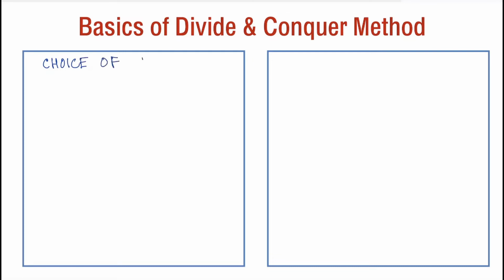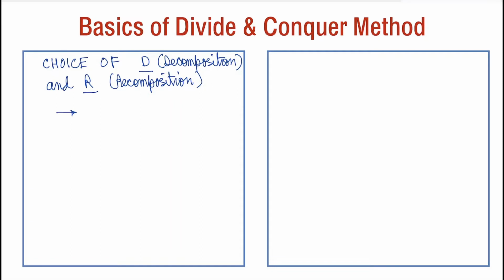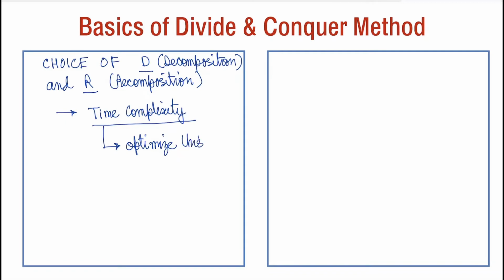Choice of the D, which is the decomposition, and R, which is the recomposition. And from this decomposition and recomposition, we will get the time complexity. And we would like to optimize this time complexity. We will look at various options of choosing D and R for a particular problem and analyze the time complexity.